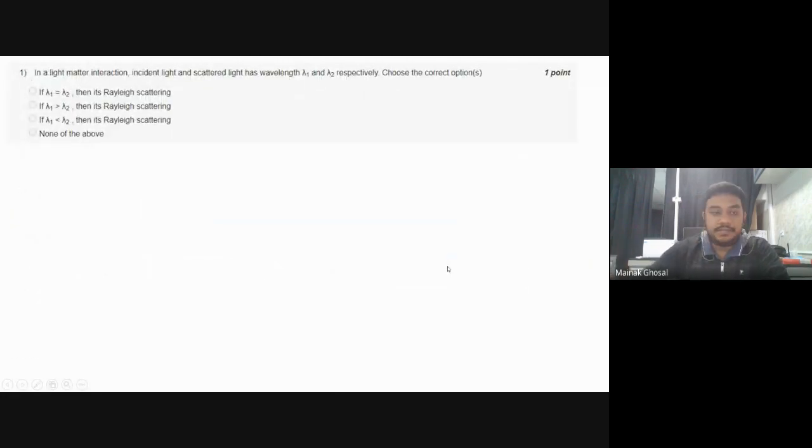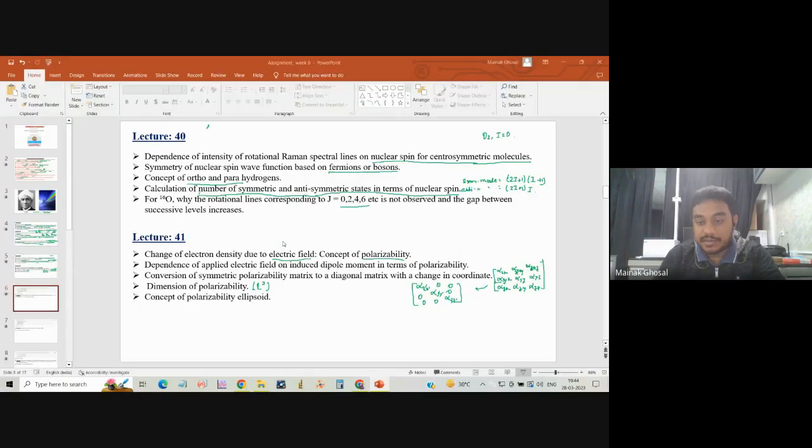So the first question is this one: in a light matter interaction, incident light and scattered light have wavelengths lambda 1 and lambda 2. You have to find the correct option, and you can see here there is the concept of Rayleigh scattering. So you have to tell me what should be the relation between lambda 1 and lambda 2 for Rayleigh scattering. So is there anyone? So I can ask him or her.